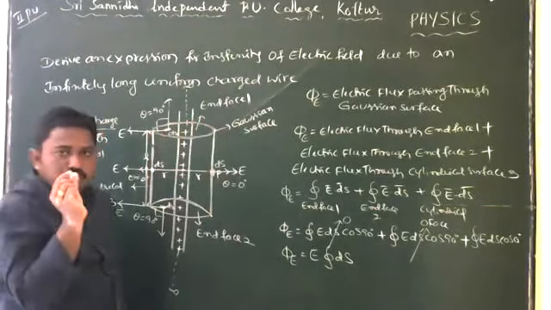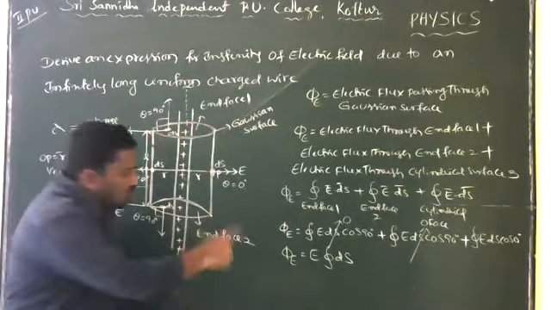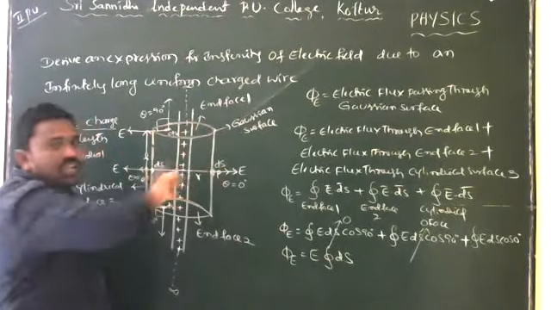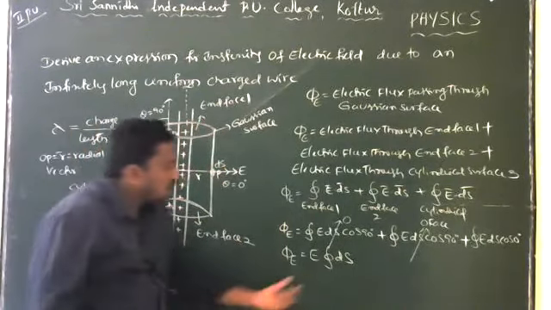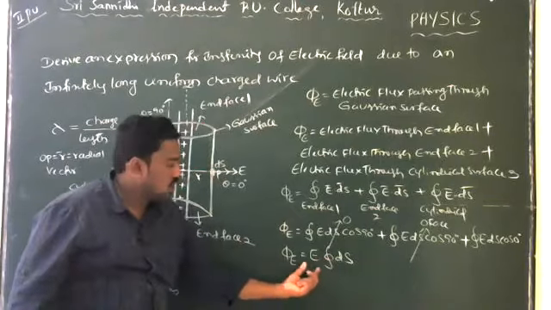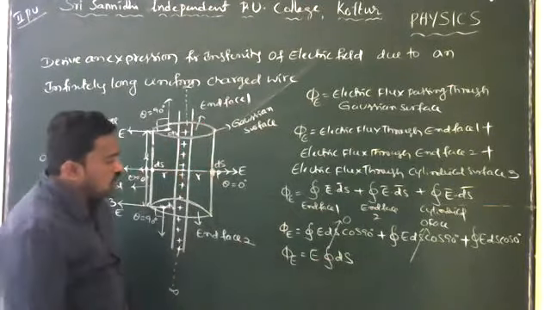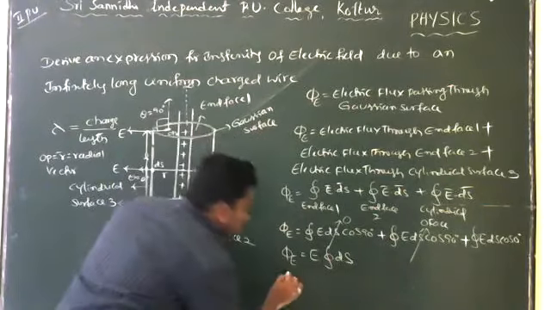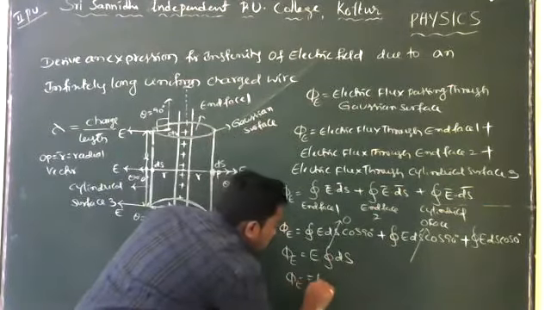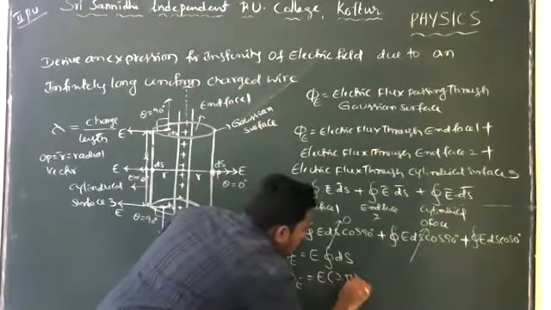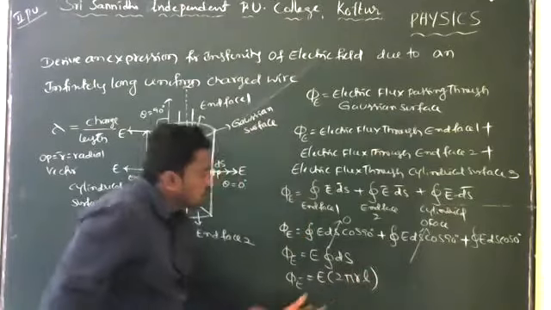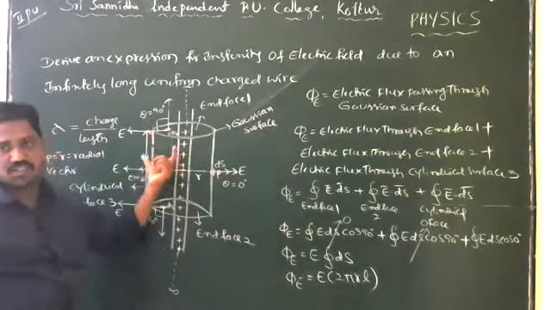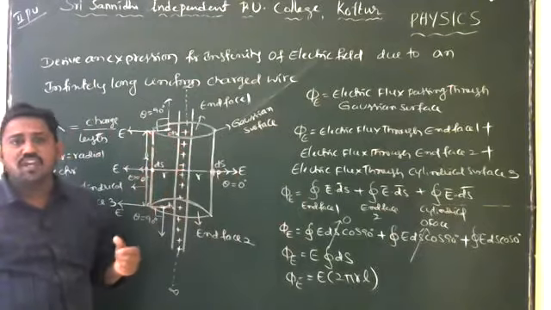So ds means the small element of area. Closed integral means we add all of them, giving the total area of the cylindrical Gaussian surface. So E into closed integral ds is equal to the area of the cylindrical surface. So phi is equal to E into 2 pi r L, where 2 pi r L is the area of the cylindrical surface.